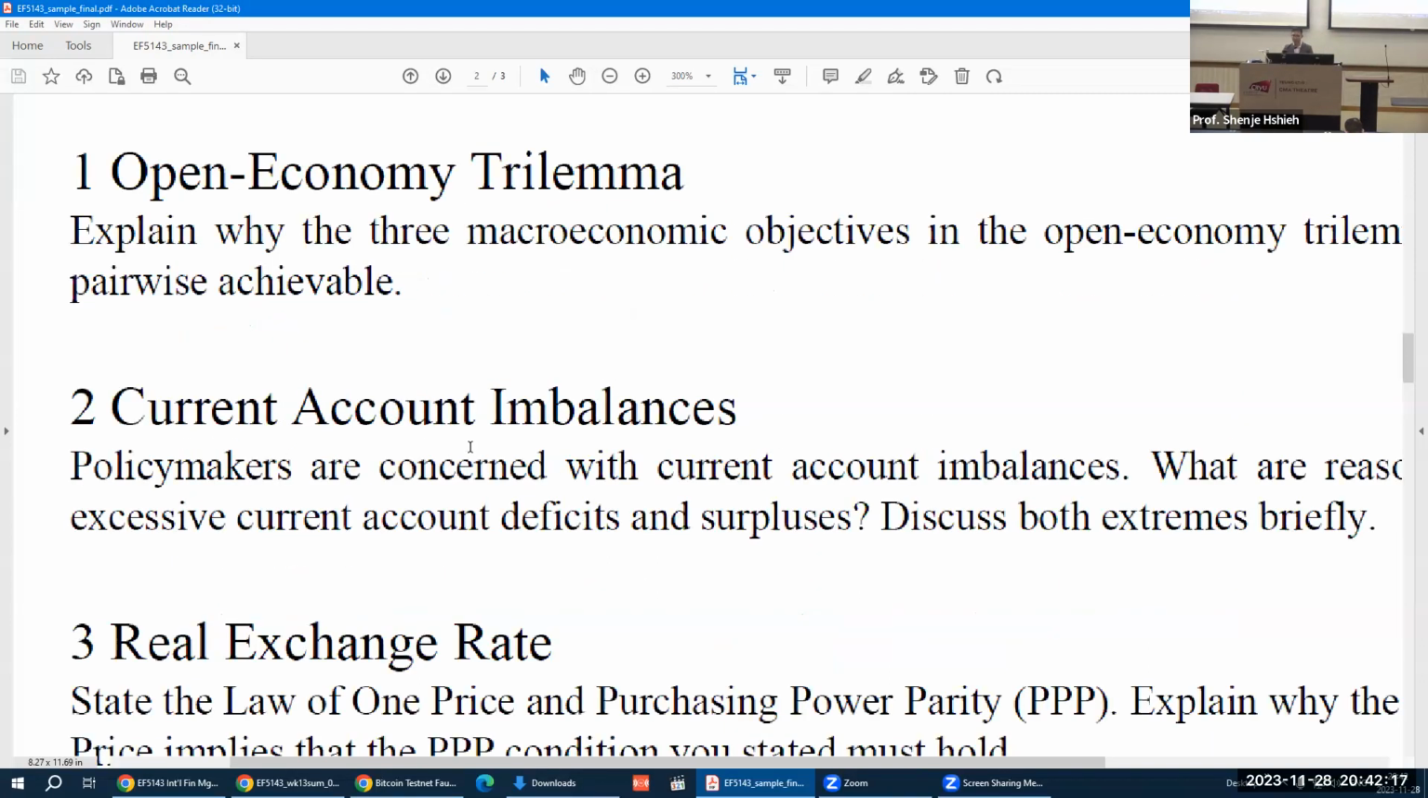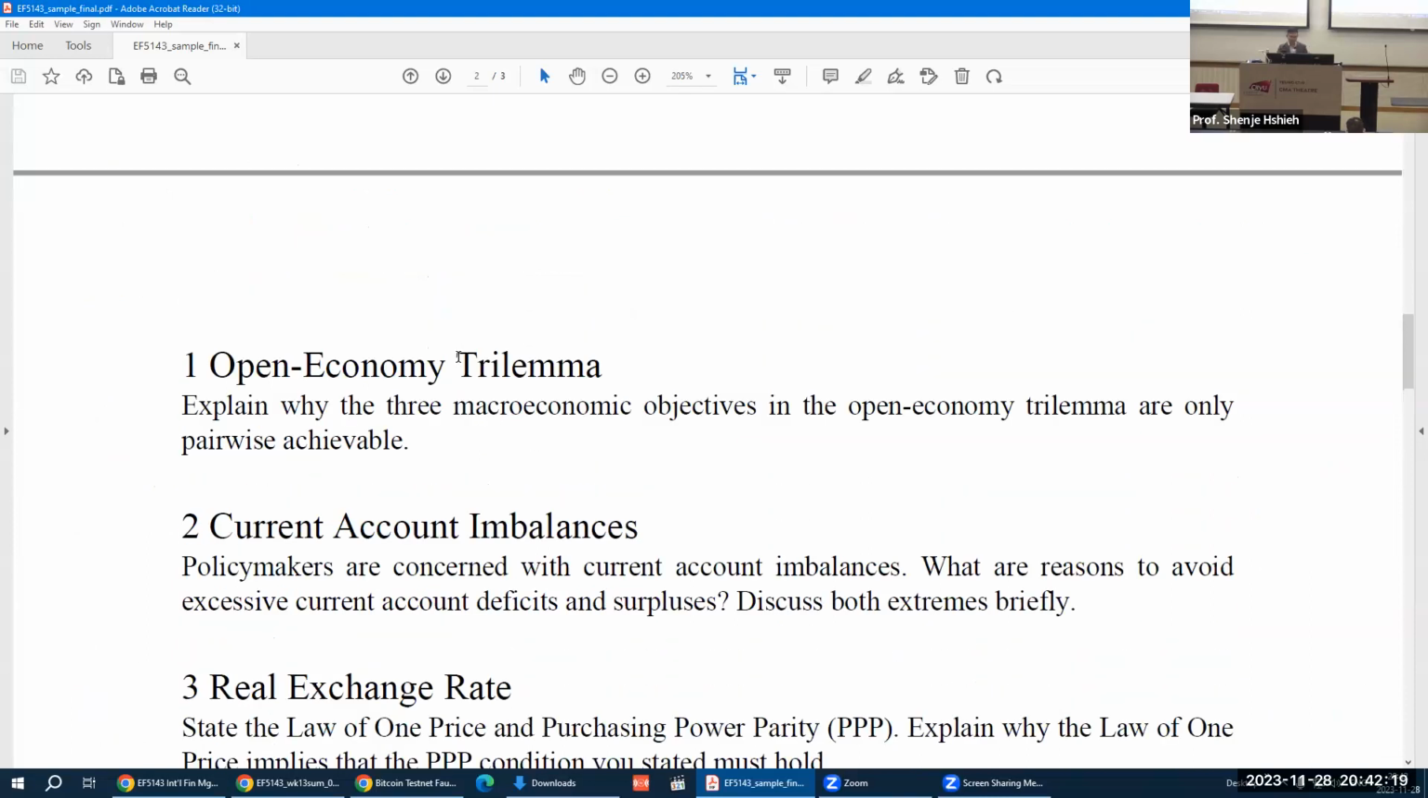Open economy trilemma. So this is the impossible trinity, right? You can't have all 3 characteristics of an open economy. You can't have exchange rate stability, you can't have monetary policy autonomy, and you can't have free capital flows, right? Capital mobility. You can't have all 3. If you choose 2, you have to give up 1. Remember, that's from the slides.